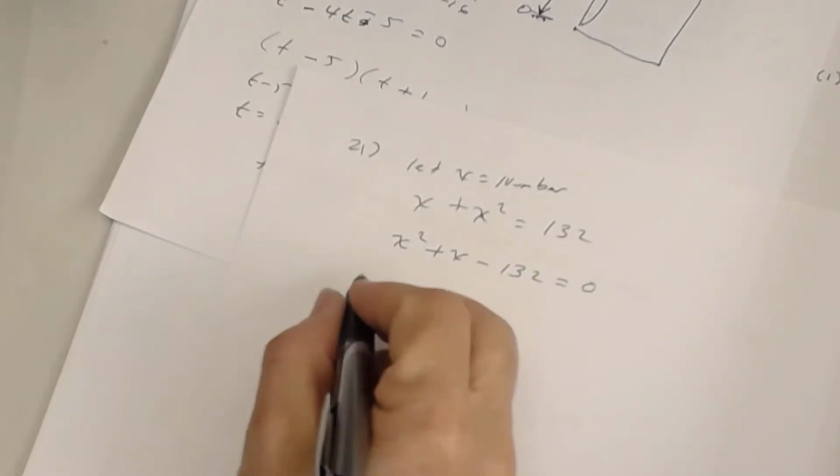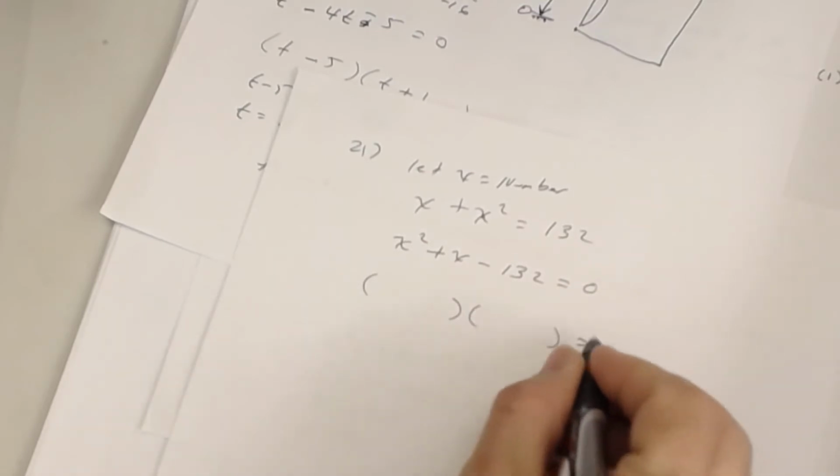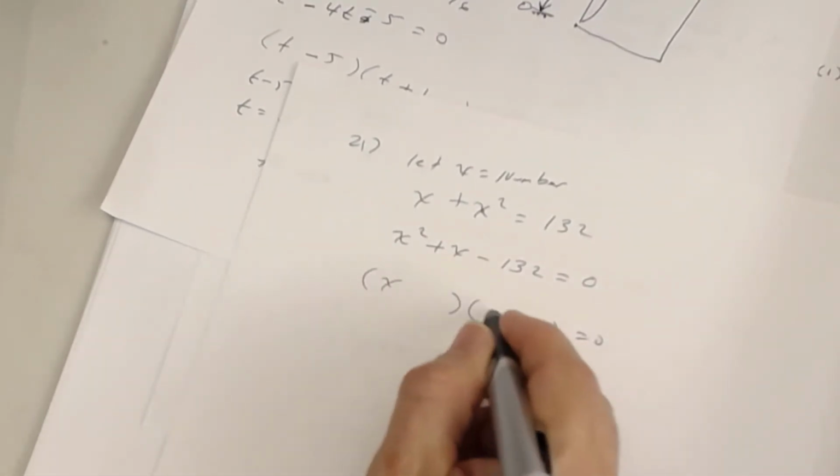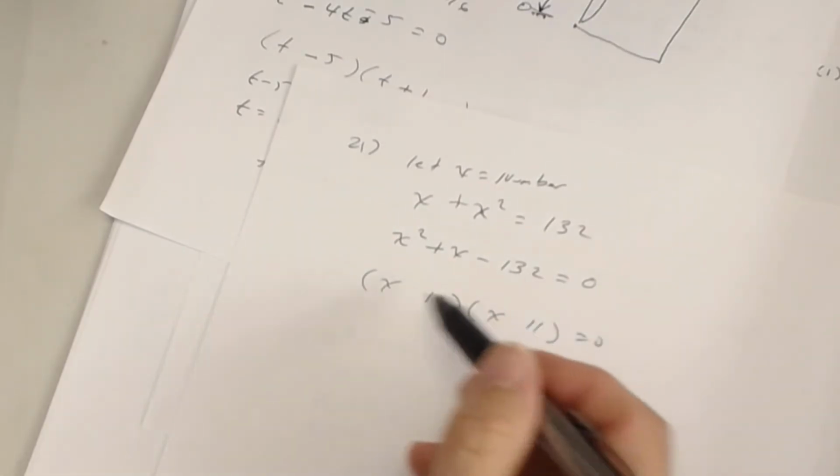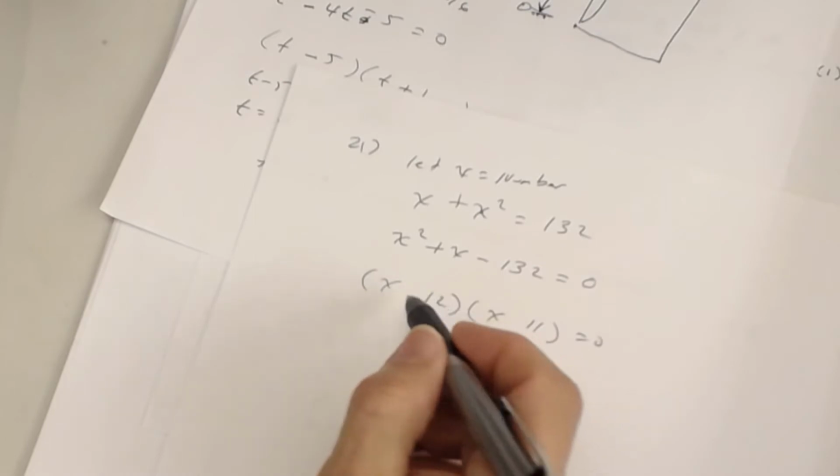Now let's factor this. So when I factor this, let's see, x and x. You want two numbers whose product is 132, and you want the middle term to be a positive 1x. What do you want to try? 12 and 11. 12 times 11 is 132. All right. So the last sign's negative, so these are different. So the 12 has to be what though?